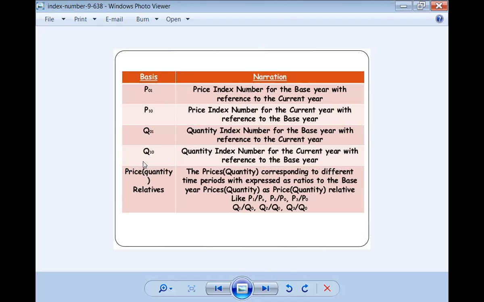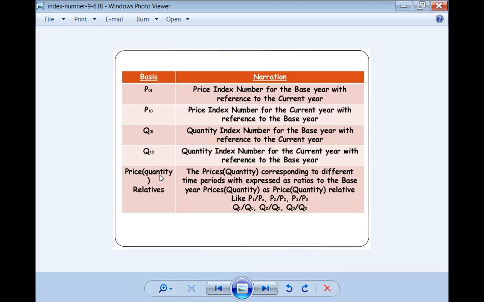Then Q naught one means the quantity index number for the base year with reference to the current year. Similarly, Q one naught is the quantity index number for the current year with reference to the base year. So these are the different notations we use in the entire index numbers. These notations are important when we are solving problems in all formulas, and we must know how to use them.